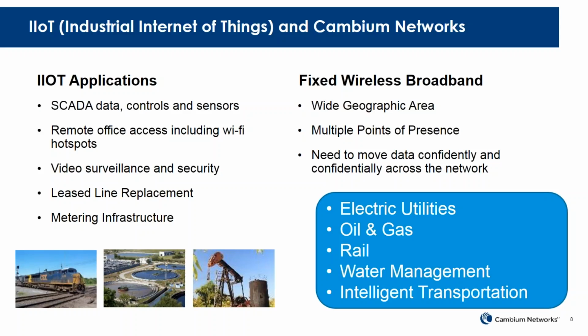And so what's common across all of these is really three things. One is they cover a wide geographic area, so they cover kilometers or hundreds of kilometers of area. There's hundreds or thousands of points that need to be connected. So if you remember those pictures of the water treatment facility or the oil and gas field, there's literally thousands or tens of thousands of sensors, perhaps thousands of nodes that all need to be connected back to a central place. And they need to be connected, what we say, confidently and confidentially, which really means reliably and securely.